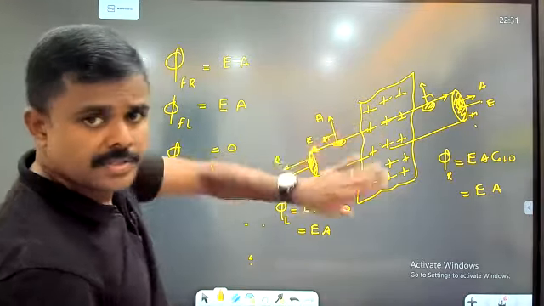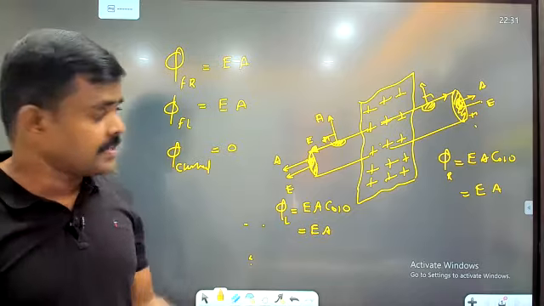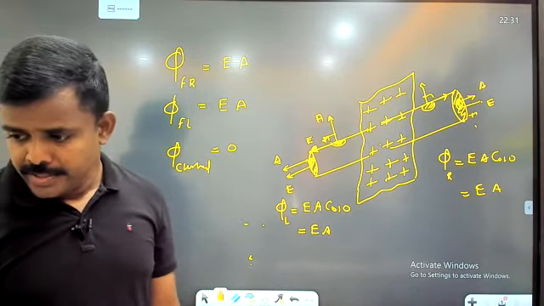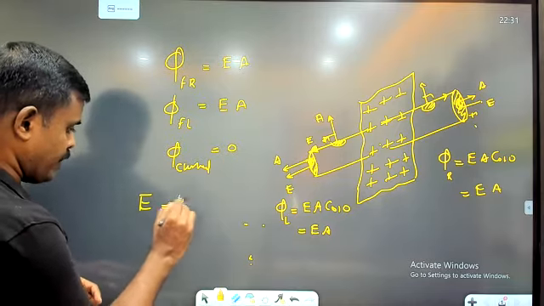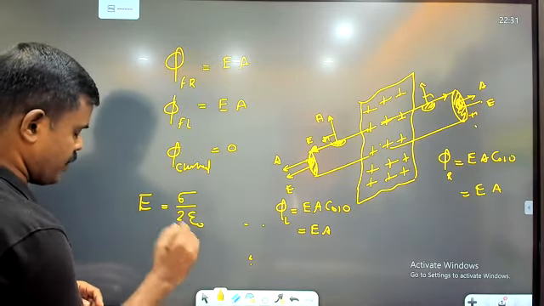This is the curved surface, the cylinder's curved surface. Theta will be 90, so the flux is 0. In this case, this is what you have to learn: the electric field you can calculate as sigma by 2 epsilon 0.